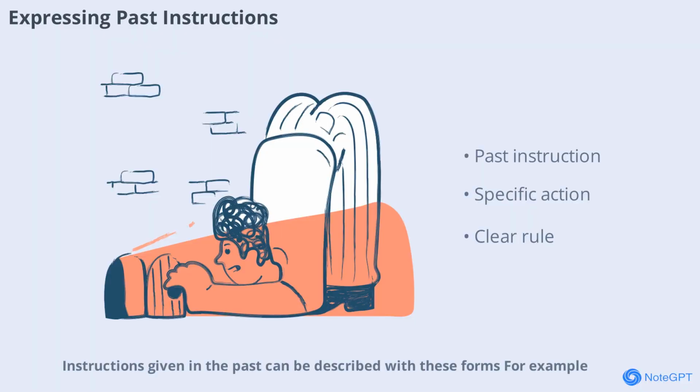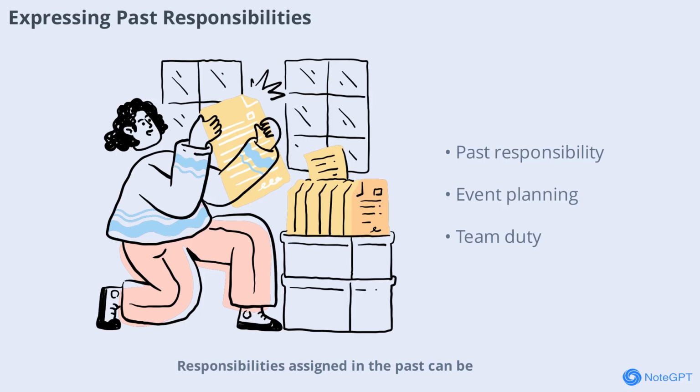Instructions given in the past can be described with these forms. For example, he was to lock the door before leaving. This makes it clear that there was a specific instruction or rule. Responsibilities assigned in the past can be described with was to and were to. For example, they were to organize the event. This shows that organizing the event was their responsibility.